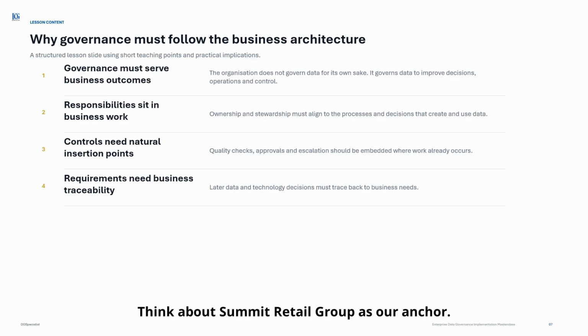Think about Summit Retail Group as our anchor. In this retail organization, governance is realized through customer journeys, product lifecycle decisions, merchandising, supplier management, store operations, distribution, finance reporting, and digital commerce. If you find you cannot connect a governance recommendation to one of those business realities, it is probably too abstract to be useful in Phase B.